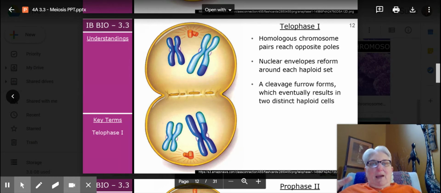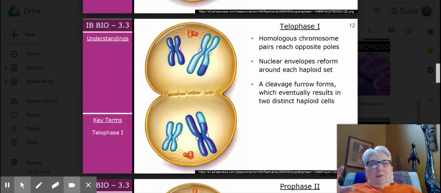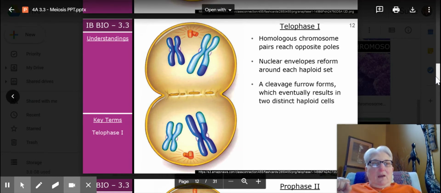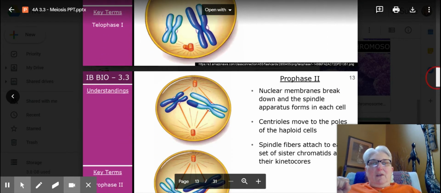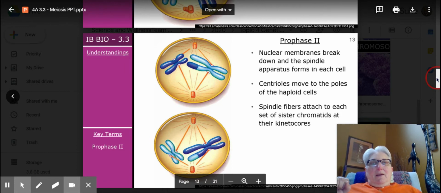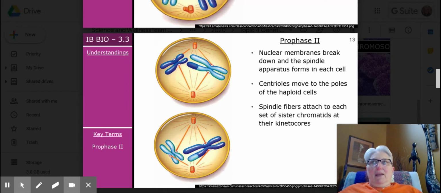Now, keep in mind, there's still whole homologous chromosomes visible to us here. Right. Then our cell is going to go into the second part of meiosis, which is meiosis 2. And it, of course, is going to begin with prophase 2.